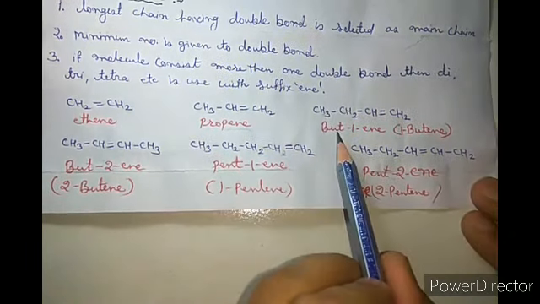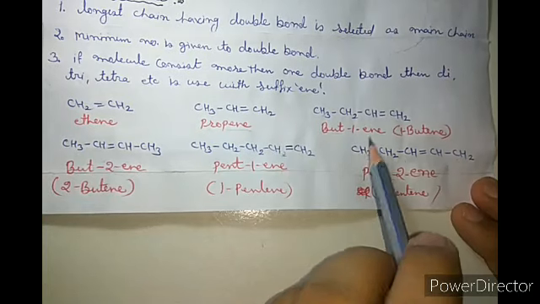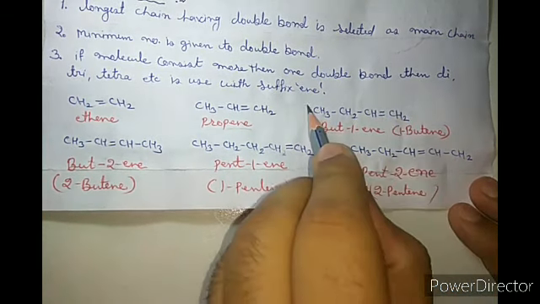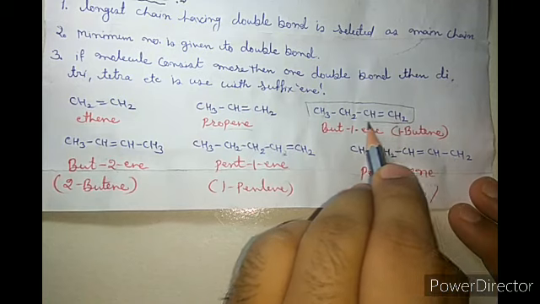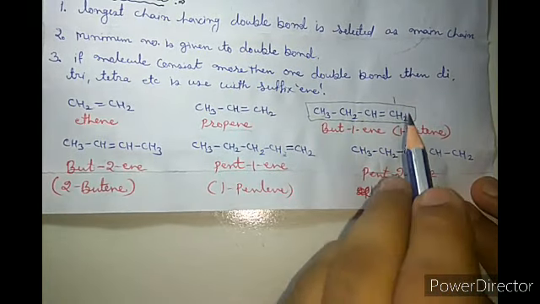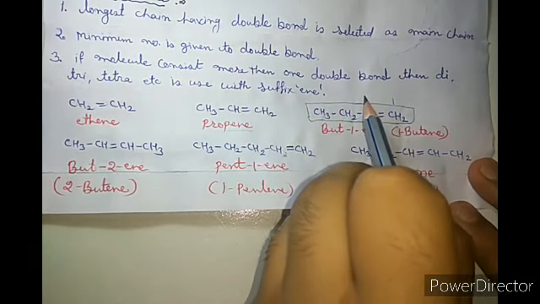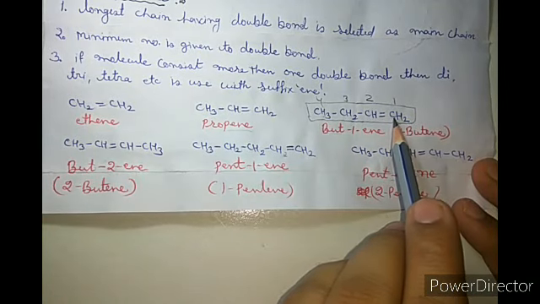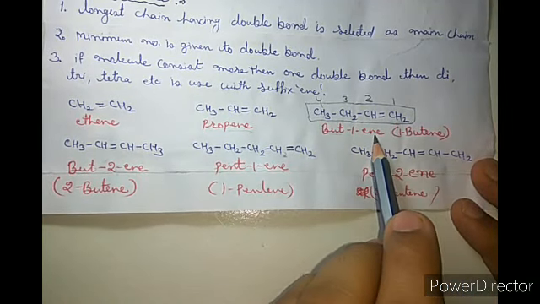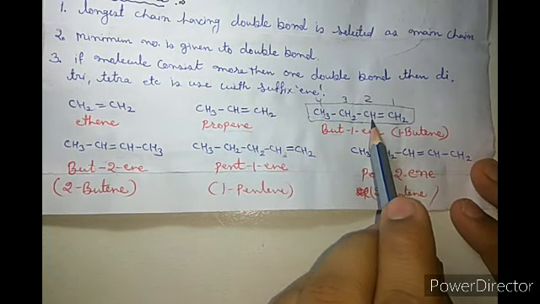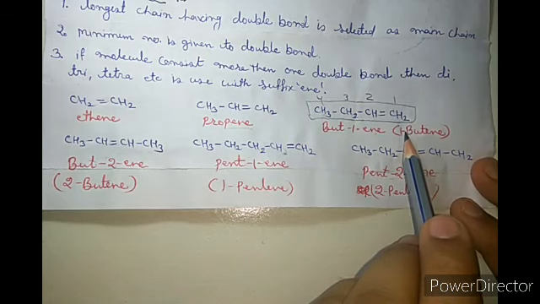Got it? So here, since the double bond is present on the first carbon, as you know, now the rules of chain will start. This is the longest chain and numbering is done from that side. So the double bond gets the minimum number, 1 2 3 4. The double bond is present on the first carbon, so but-1-ene. It can also be written as 1-butene.